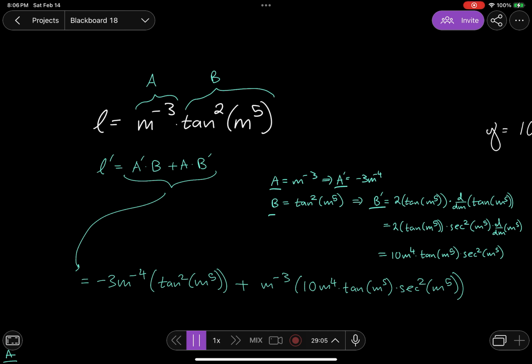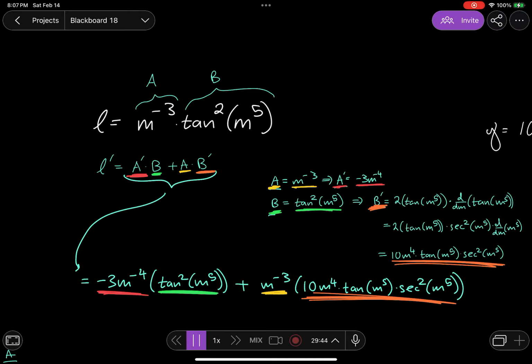Let me use some colors to kind of make sure all of our eyes are going to the right places. A prime. We have B. We have A. And we have B prime, which is this piece. Okay, so hopefully that's sort of clear on how we're piecing things together.